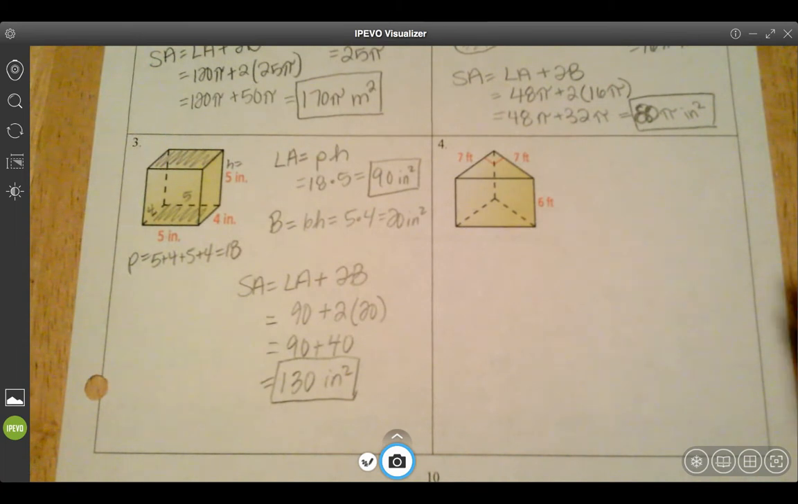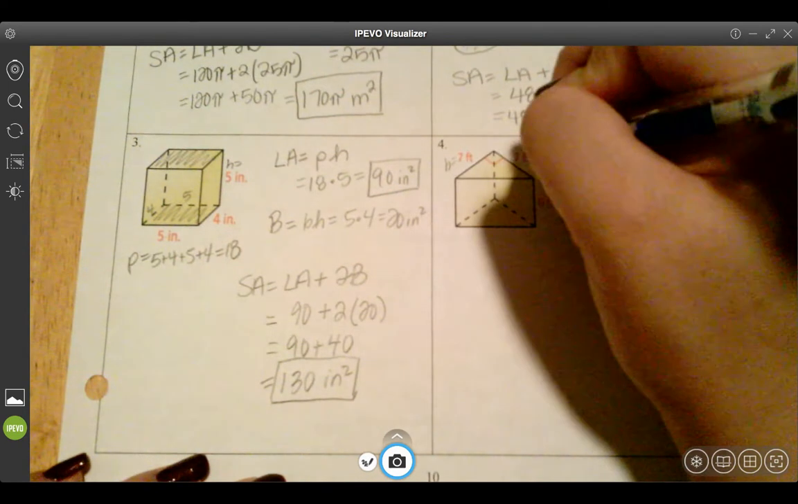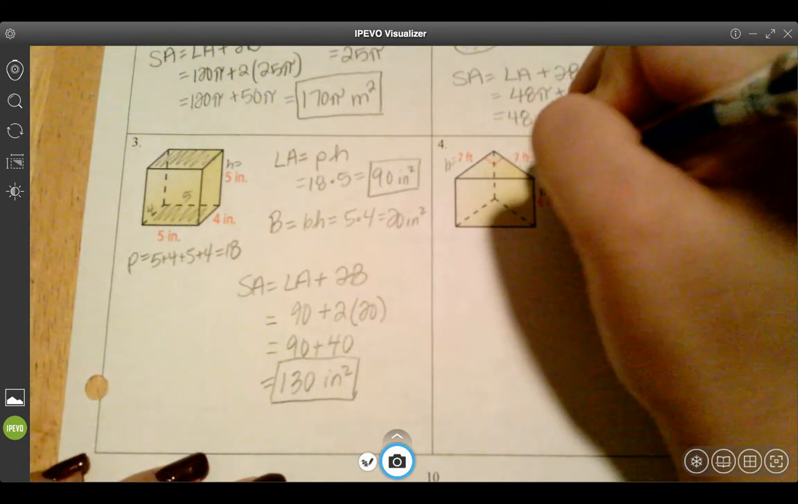And for the triangular prism, this is a right angle. That's nice. I can call this my base and height of the triangle. This is the height of the prism.